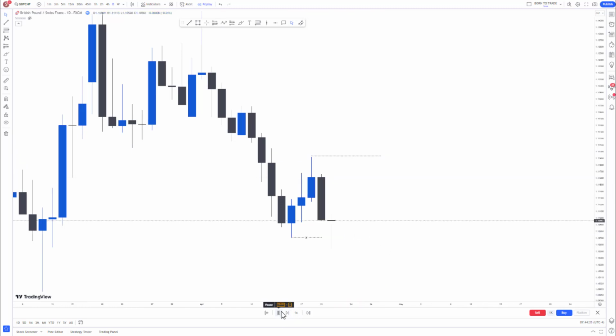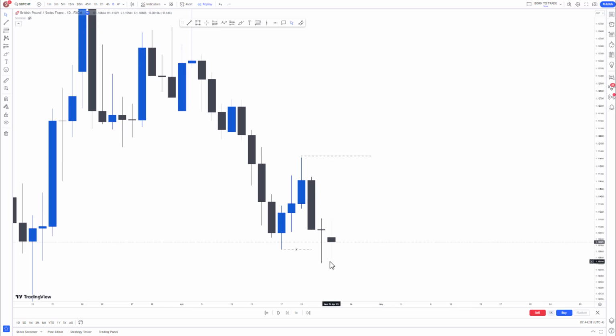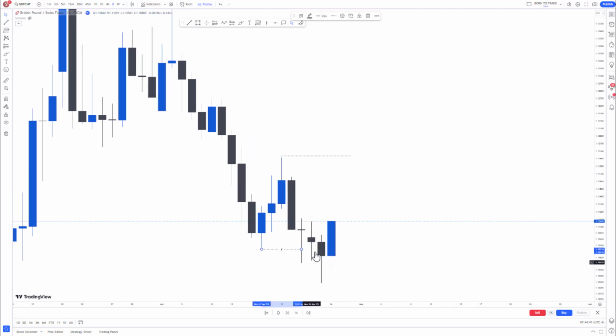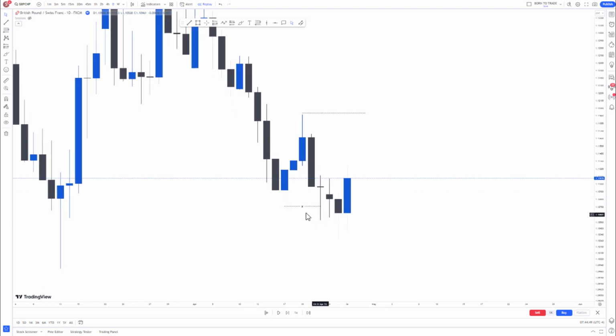Now let's see. We pull back, and now price sweeps the low. You see how price sweeps the low, which is what we want to see. Price comes lower a little more, and we see a more clean close below this particular low.